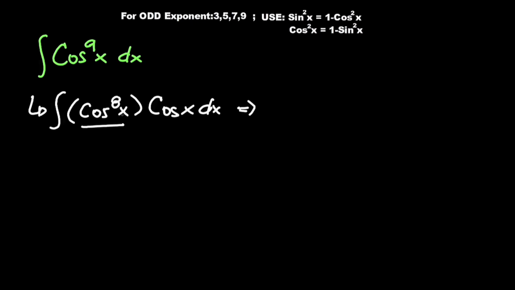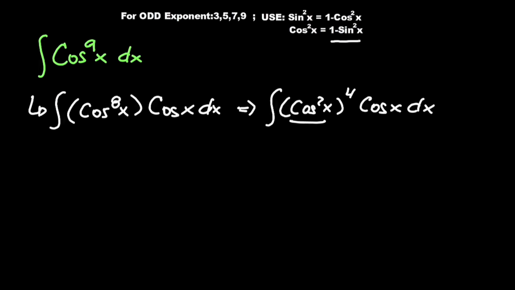And put this into its cosine squared of x form. By the way, just in case you don't know how to do it, if you put cosine squared of x and raise it to the power of 4, 4 times 2 would be equal to 8. So that's that. And so, transform this into its identity once again.